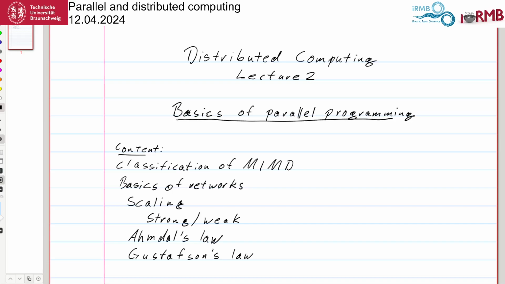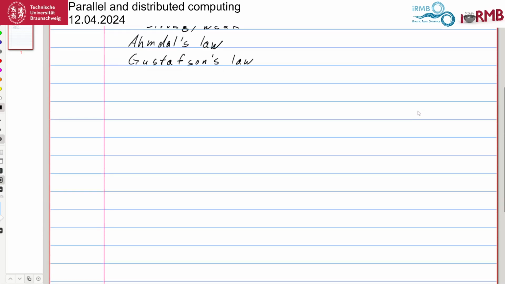For the exam, besides some programming tasks, it's also important to know basic terms and concepts, and some of them we'll introduce today. So we go back to the multiple instruction, multiple data classification for computers. We'll talk about networks, and then about scaling in parallel programming, if we get through everything I wanted to do today. We start with a classification of parallel computers.